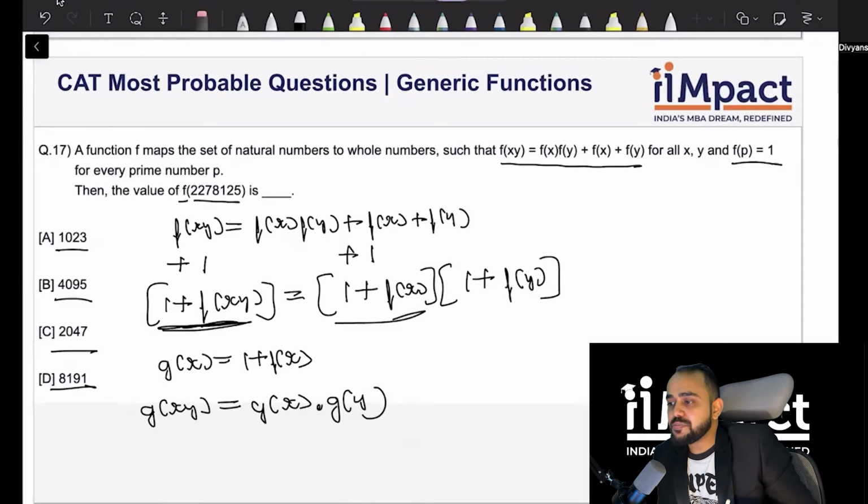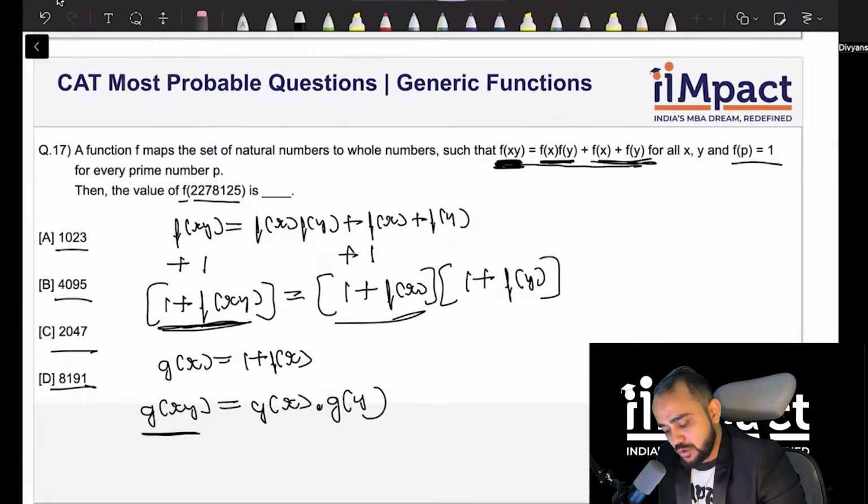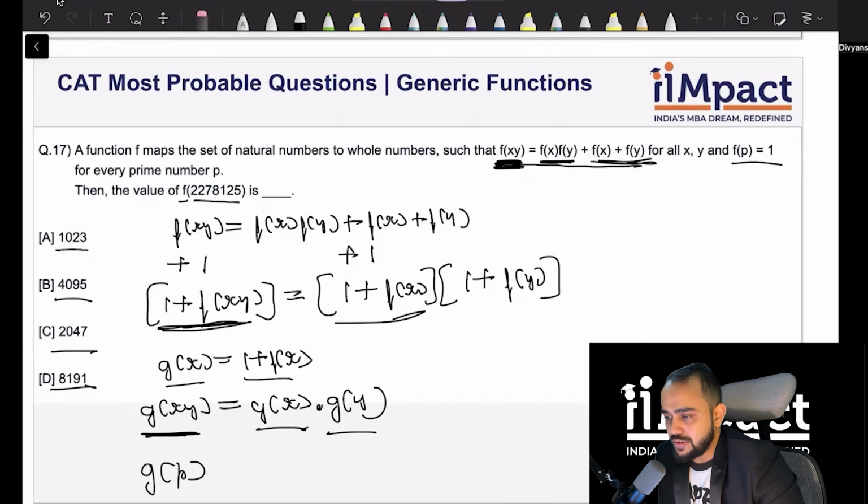Now this helps me a lot. Why? Because my initial definition, the f definition, had product plus sum. I'm now able to convert it into something where g of xy, product of inputs, is product of individual outputs. This is much easier to manipulate. The rule obviously will change here because g of x is equal to 1 plus f of x. If I put x as p, I will get g of p, a prime number, is equal to 1 plus f of p. And f of p is given to me as 1. So g of p is equal to 2.